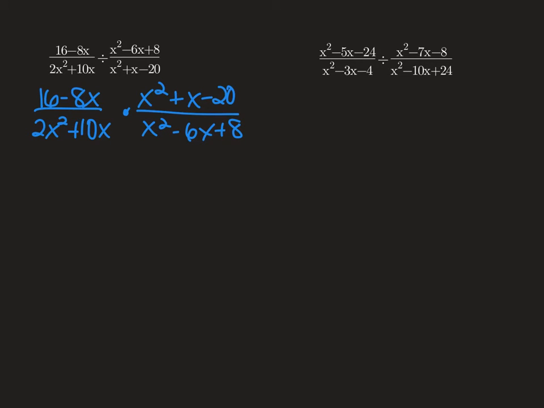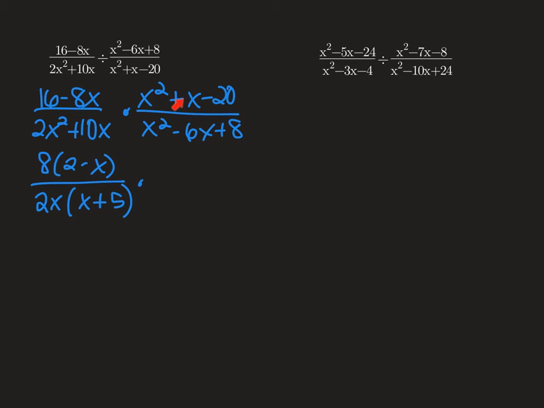Again, I'm going to go a little bit quicker. I'll slow down when we get to that weird case. In my first numerator, this 16 minus 8x, I know I have an 8 as a greatest common factor, which leaves me with 2 minus x. In the denominator, I have a greatest common factor of 2x, which leaves me with x plus 5.